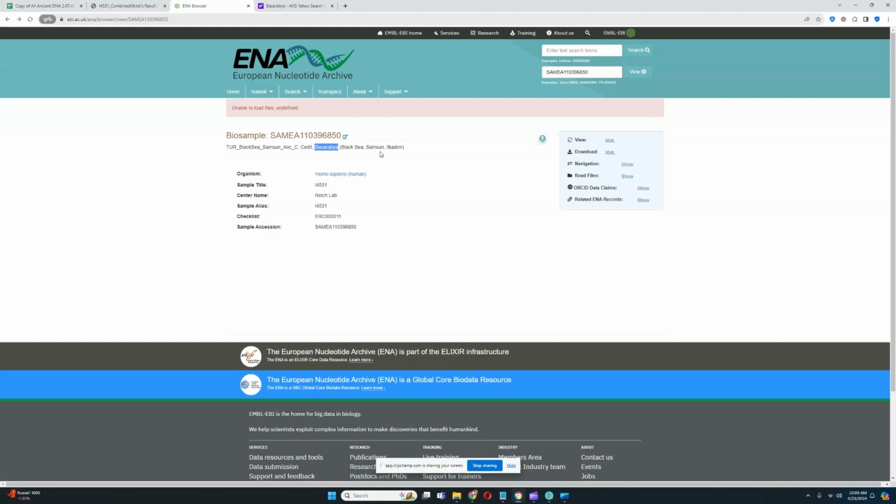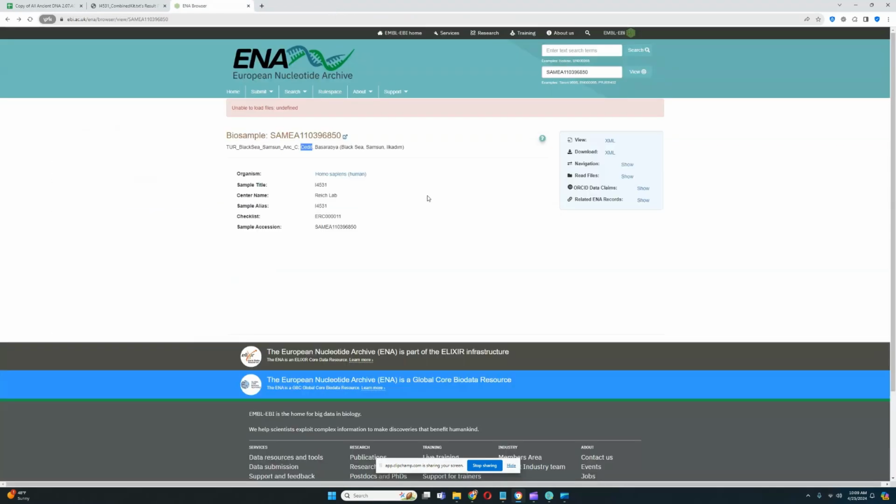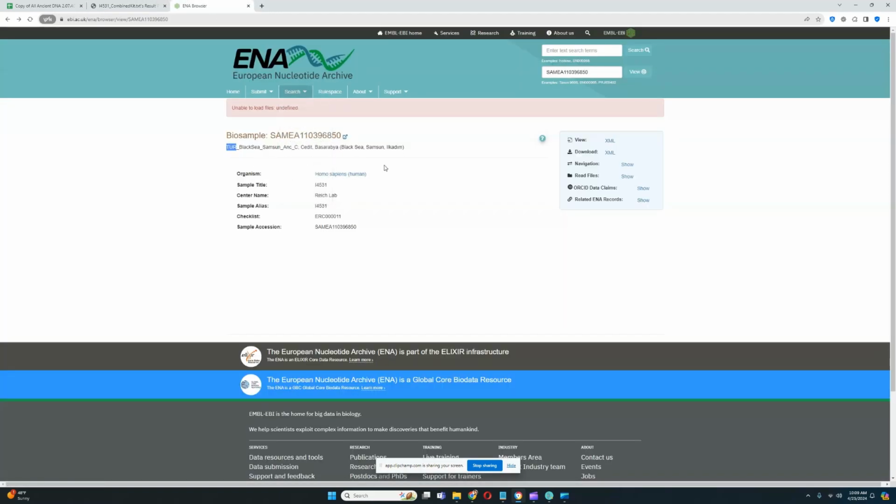Okay, interesting. What is Sedit? Let's look that up as well. What is Sedit? Okay, it is something else. I don't know. Whatever. I don't even know what that is, because it is labeled Tur, but Bessarabia is not anywhere close to Turkey, so I have no clue where that sample is even from. This is just a mystery to me.